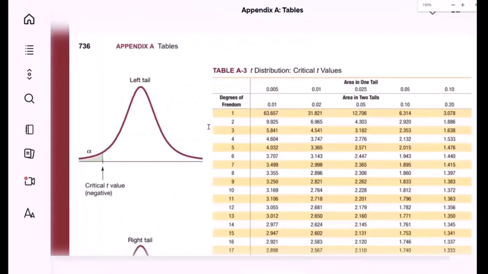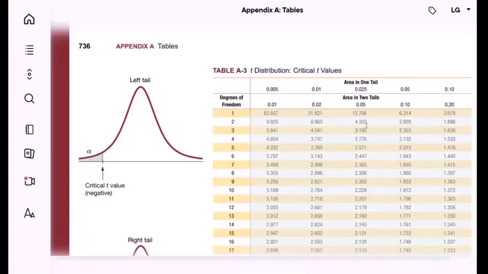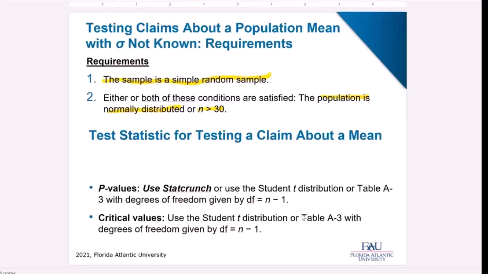This is from our textbook, and this is basically what it would look like. Here on the left is degrees of freedom. And then it depends on if we have a one tail or a two tail, and we'll talk about that a little more. And then these are going to be your areas. Since we have StatCrunch, we can find our p-values and our critical values using StatCrunch.